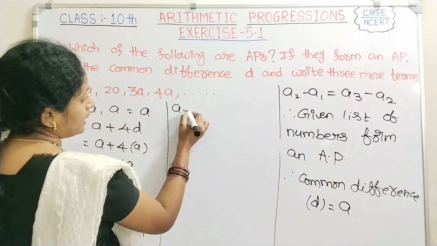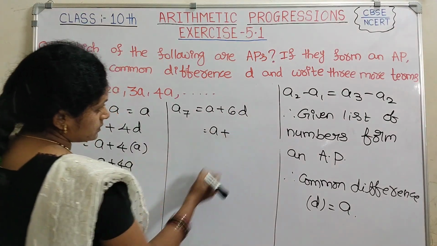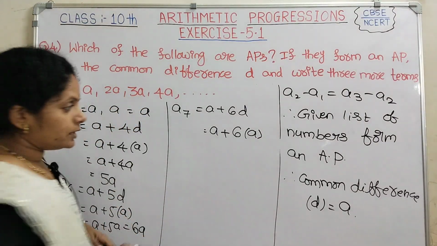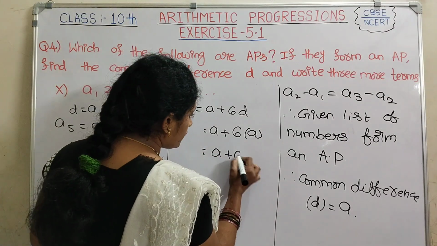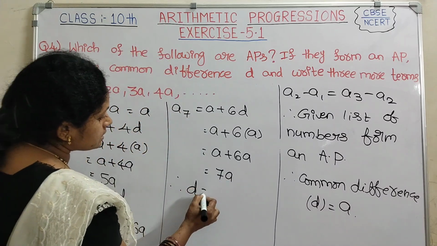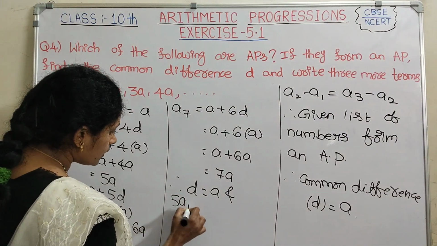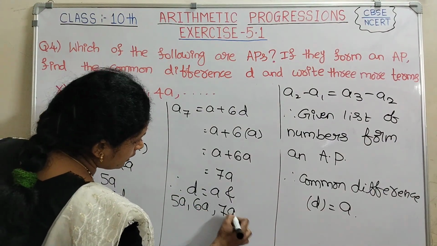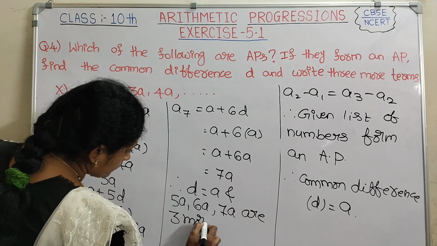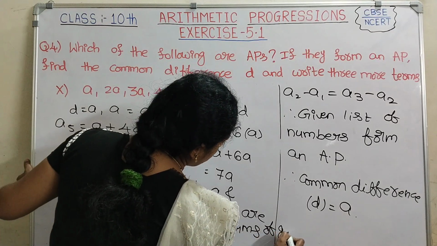Next, A7. A plus 6D. A is A, that is first term is A only. 6 into common difference, which is also A. A plus 6A, that is 7A. Therefore, D is equal to A and 5A, 6A, 7A are 3 more terms of the given AP.